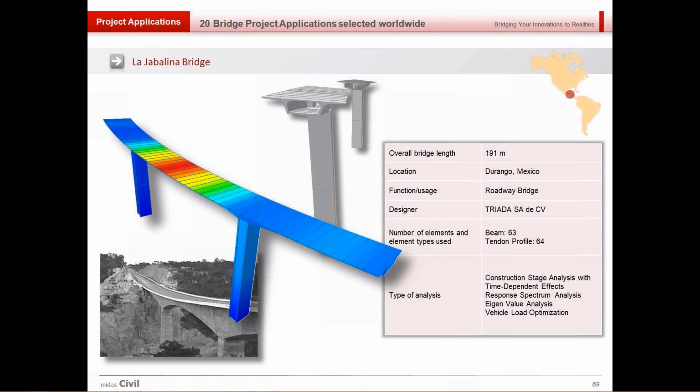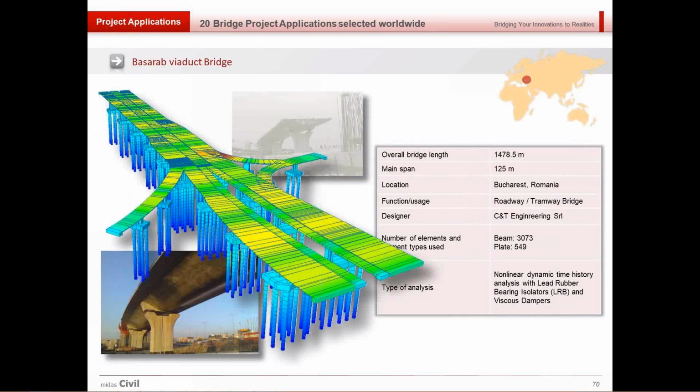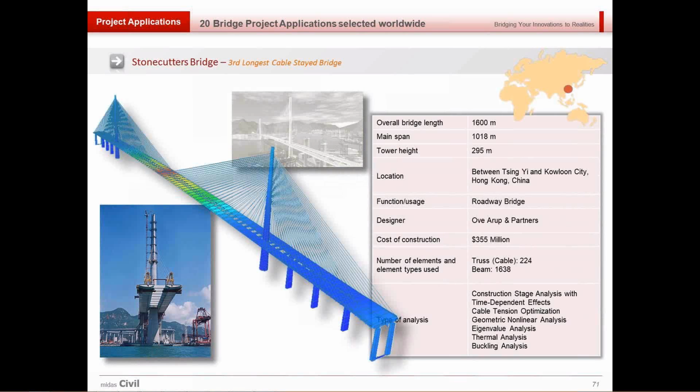The Basara Viaduct in Romania, which is one of the longest bridges in Romania currently, with an overall bridge length of 1.4 kilometers. Here, nonlinear dynamic time history analysis with LRB isolators was used, and also with viscous dampers. The Stonecutters Bridge, which is the third longest cable-stayed bridge in the world right now, with an overall main span length of 1600 meters. So eigenvalue analysis, buckling analysis, time-dependent effects. So basically, a whole bevy of analysis types was used for this particular bridge.